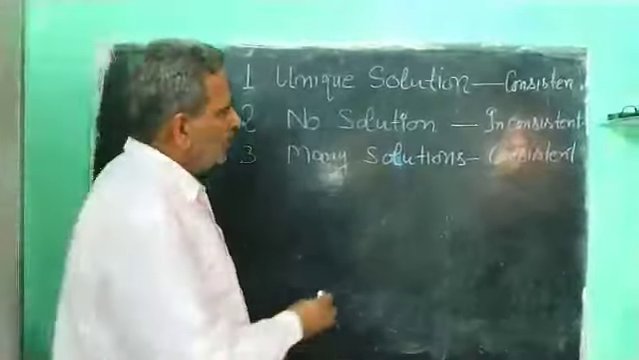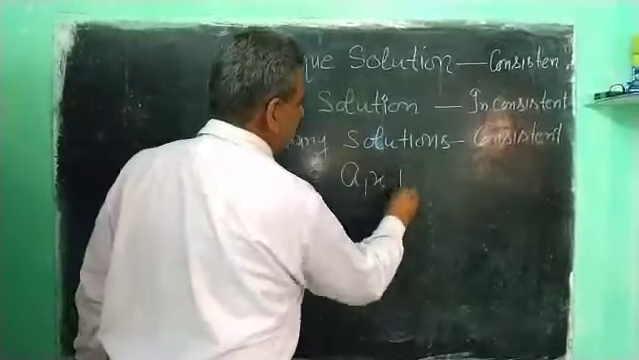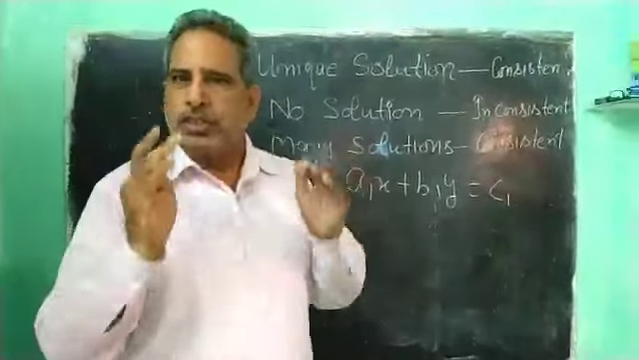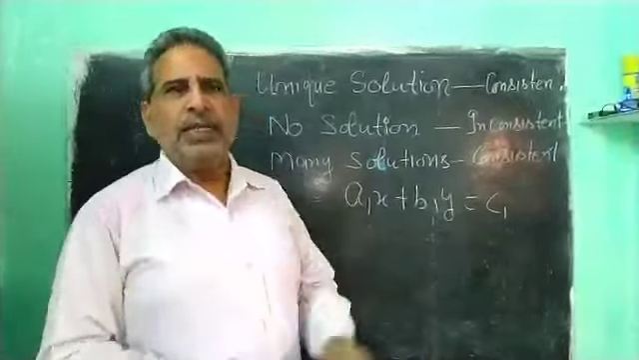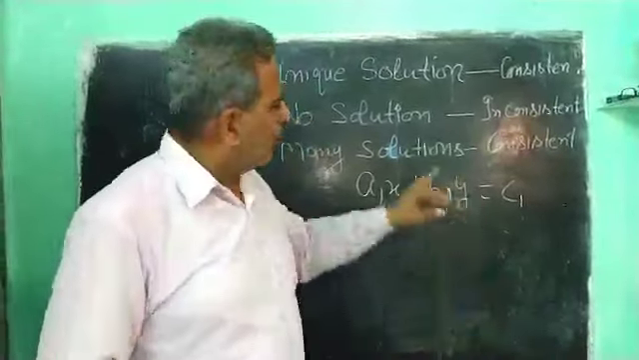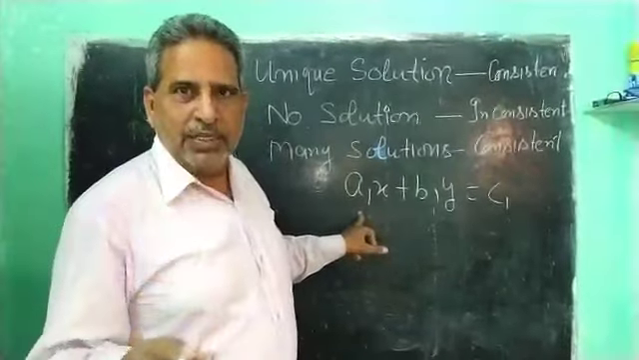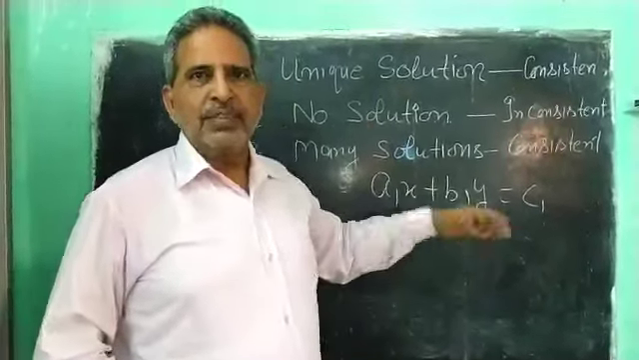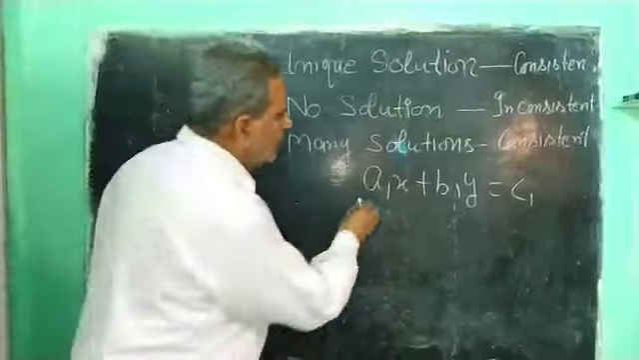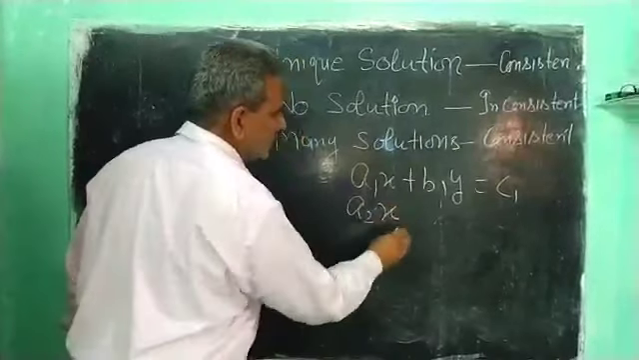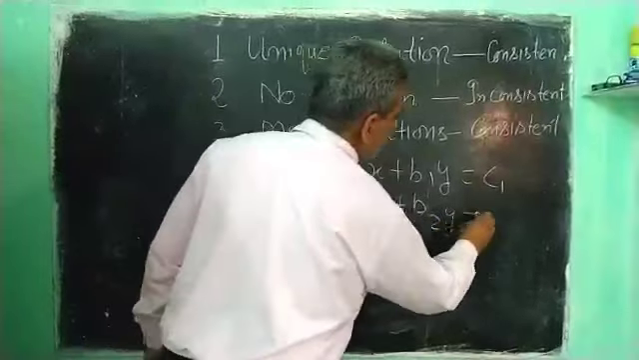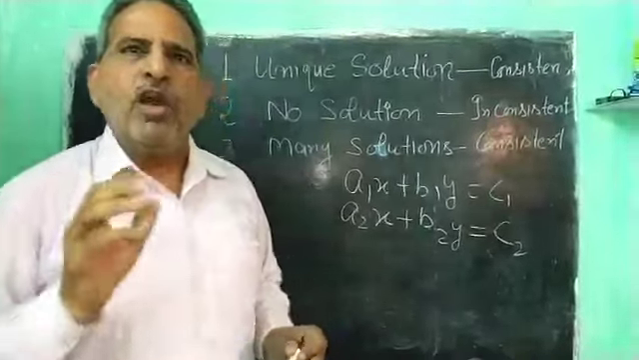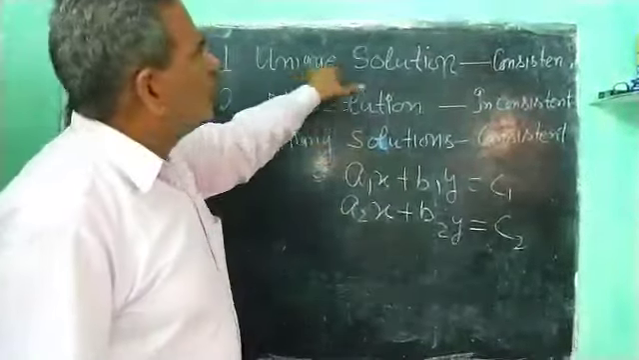So see here, this is a1x + b1y = c1. This is the first general equation, a linear equation in two variables. So this is the way to write any linear equation in two variables. I am writing the second equation also. So this is a2x + b2y = c2.